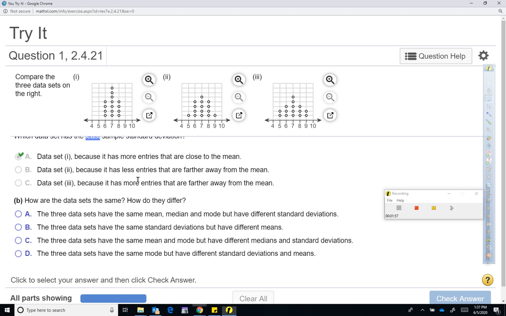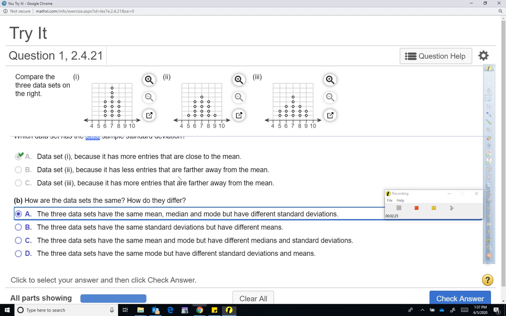And now it's asking how are the data sets the same and how do they differ? Well, they have the same mean, but they have different standard deviations. They say that the three data sets have the same mean, correct, median, yes, and mode, but have different standard deviations. I think this is the right answer. Let me just check the next one. Option: the three data sets have the same standard deviation.